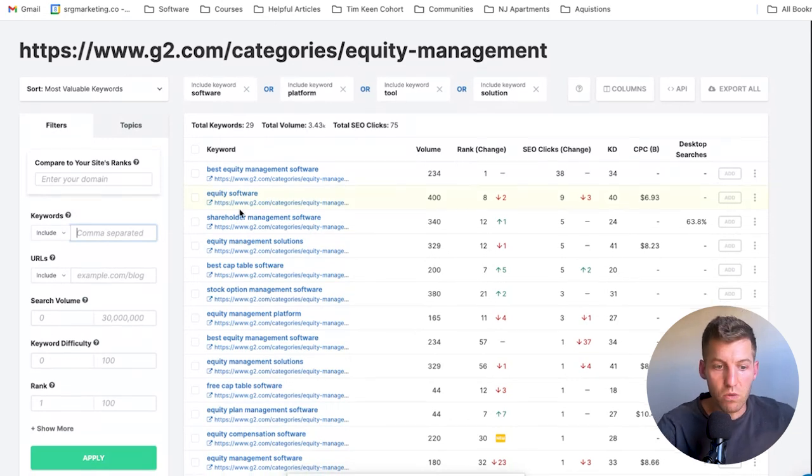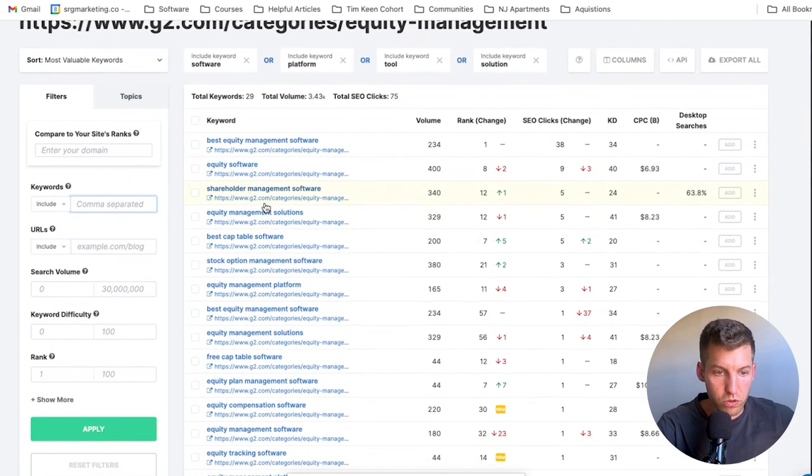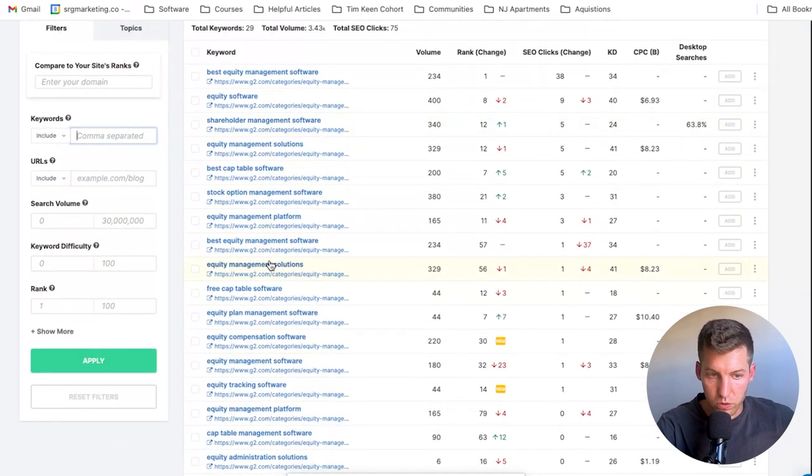But you can see here now, right off the bat, I found so many keywords that relate to the brand. Best cap table software, equity management software, shareholder management software, equity management solutions, right? So these are all going to be in my keyword plan. And again, they're all high intent. They're all indicating that someone's actively looking for a solution. So if I bid on these keywords, the odds of someone actually converting on my website is going to be so much higher.